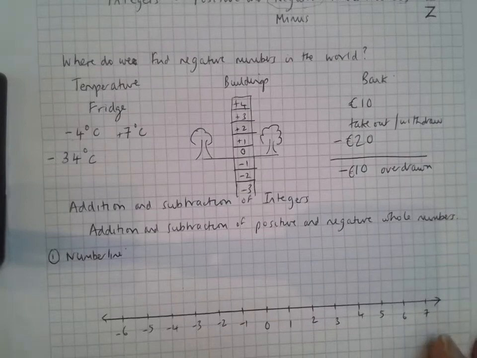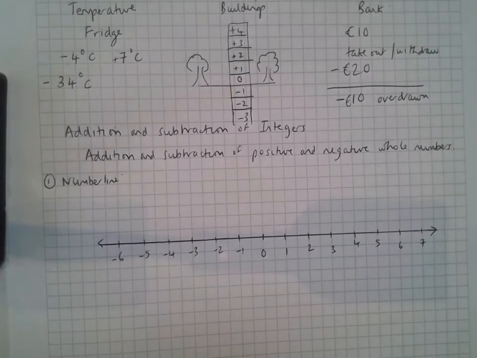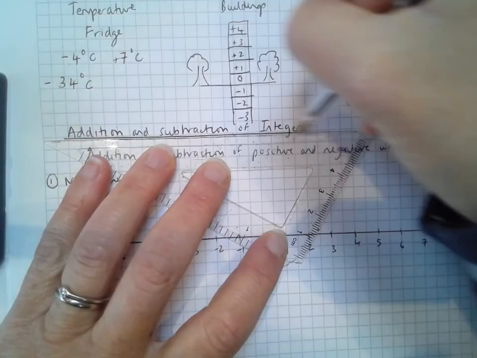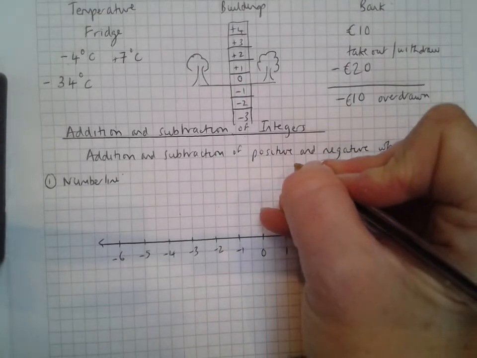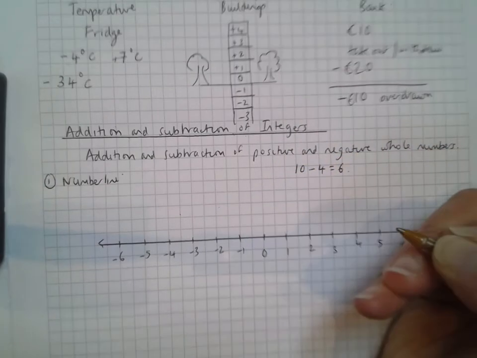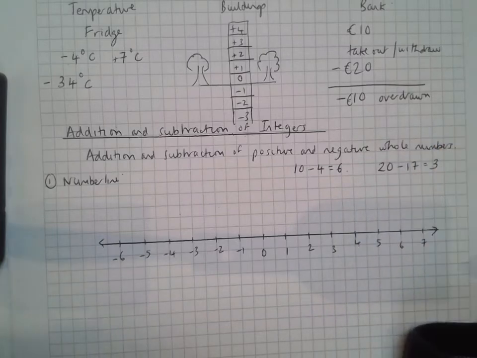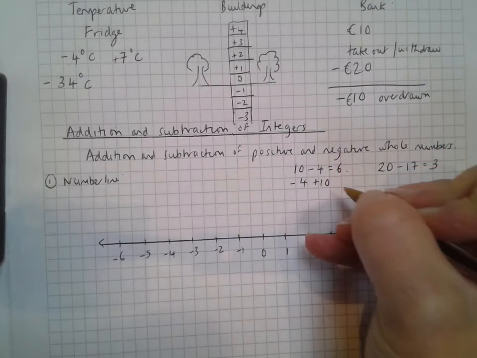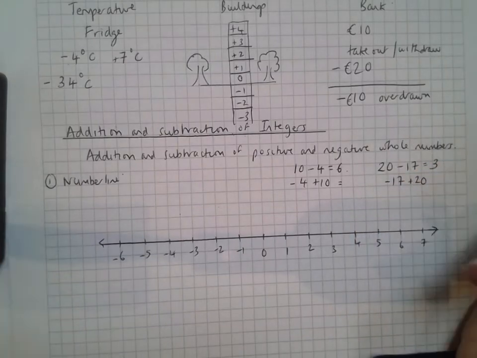When it comes to addition and subtraction of positive and negative whole numbers, what we often try to do is find a way to help us, because when we start into this at first, it can be really, really confusing because we're not used to dealing with positive and negative numbers together. It's easy enough if we have something like 10 minus 4, we know the answer is 6. Or if we have 20 minus 17, we know the answer is 3. But sometimes we'll get a question that says -4 plus 10, and then it's not quite so easy to see what the answer is. Or -17 plus 20, and again, it's not so easy to see the answer.